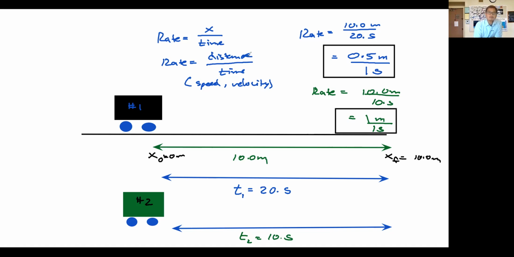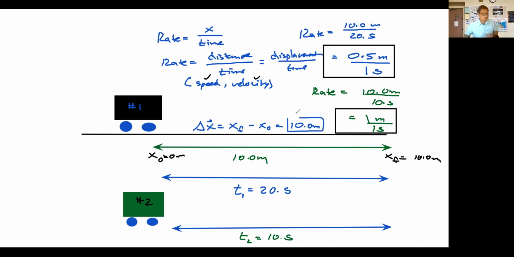Okay, so if we define the rate as distance over time, we've just calculated the speed. If we define this rate as displacement over time, we have just calculated the velocity. And that displacement takes into account this term displacement. What we calculate is the change in the position, which means it's the final position minus the initial position. And in this case, 10 minus 0 gives us 10 meters in both cases.